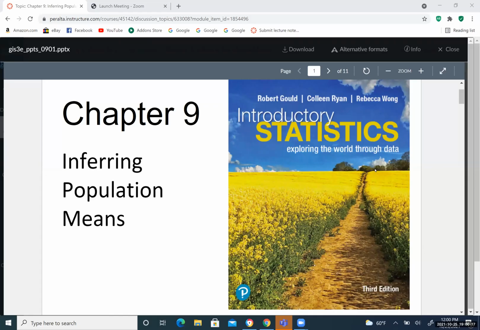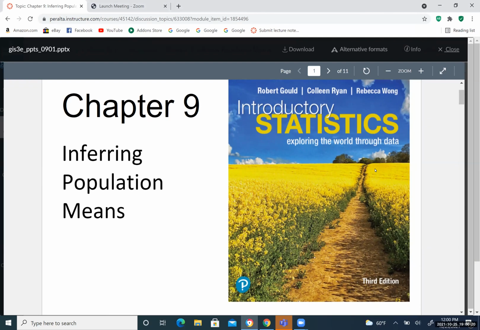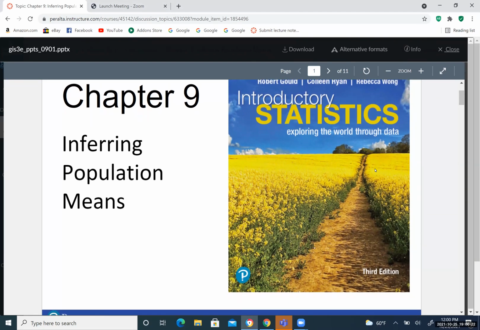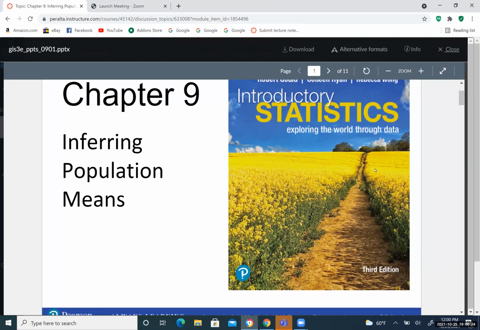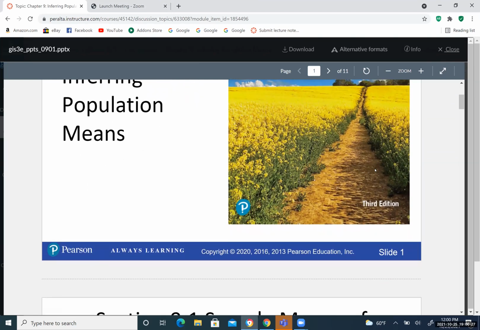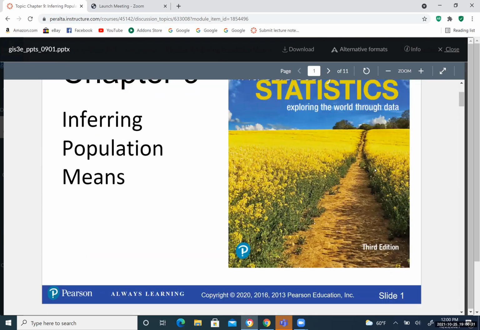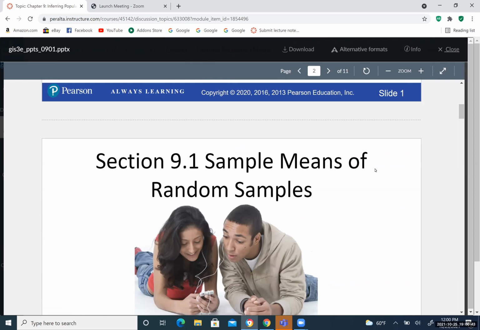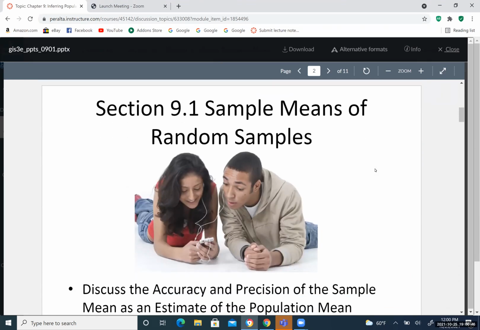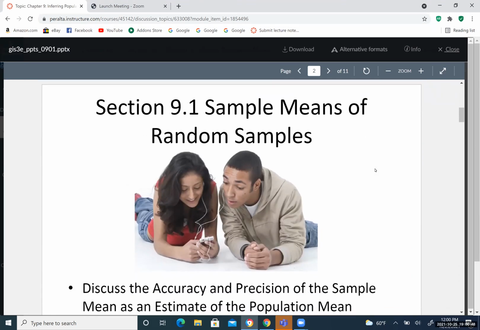So I would like to go over chapter 9. Chapter 9 is about inferring population means. You learn deeper how to try guessing the mean of the process. Right here, I'm trying to finish 3 sections at a time, but let's see the time.